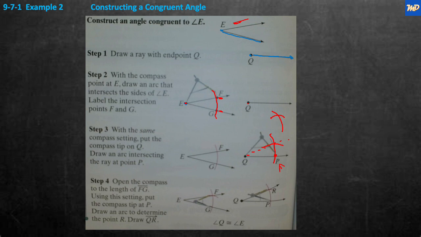Okay? So then once the compass is open to FG, using that setting with the compass at P, draw an arc to determine the point R. Well, R is now this point right up in here. I'm going to change it to gold. So here's R right up in here. But we don't have R yet. What are we going to do?